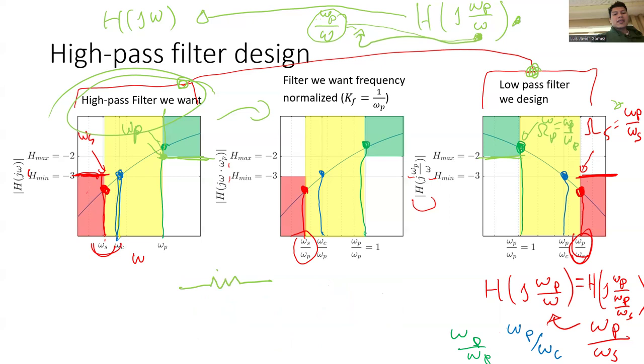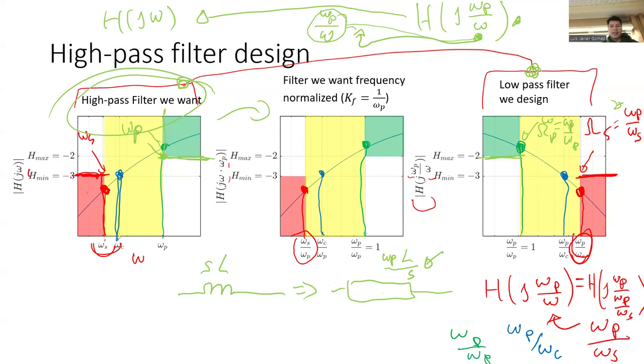The impedance of a resistor is R, there's no S, so nothing happens to the resistor. Now, when we look at our inductor, the impedance is SL, but that needs to become L times omega P divided by S. Well, what has an impedance that looks like this? Exactly. So this becomes a capacitor. Remember that this is equal to 1 over SC, so C has to be 1 over omega P L.